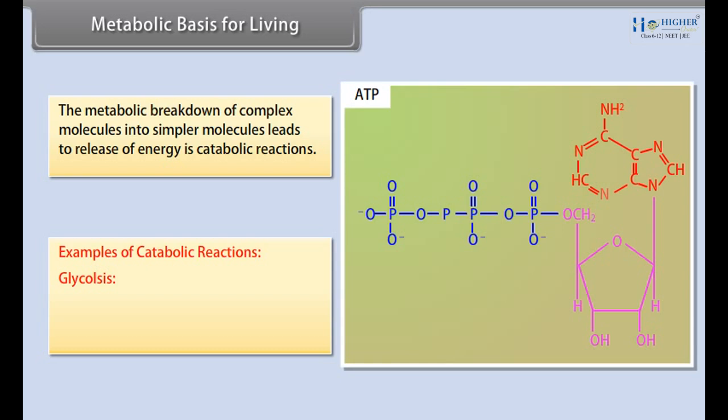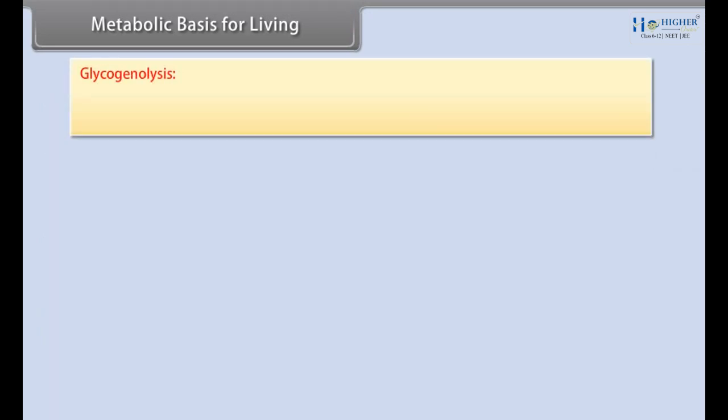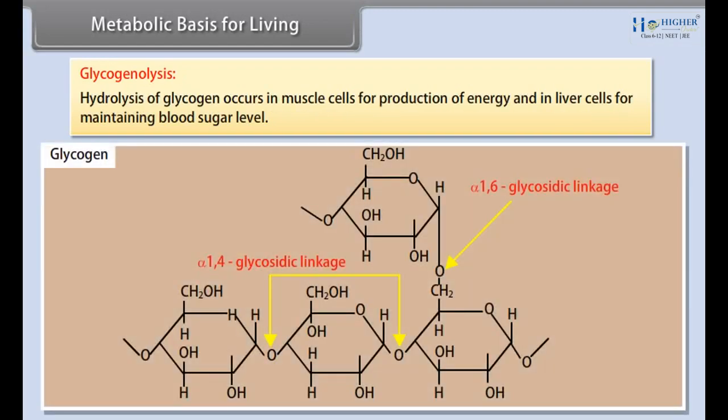Glycolysis. It is responsible for the production of adenosine triphosphate through the degradation of glucose. Glycogenolysis. Hydrolysis of glycogen occurs in muscle cells for production of energy and in liver cells for maintaining blood sugar level.